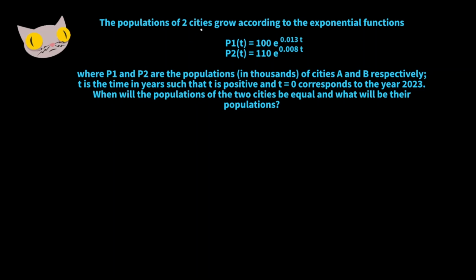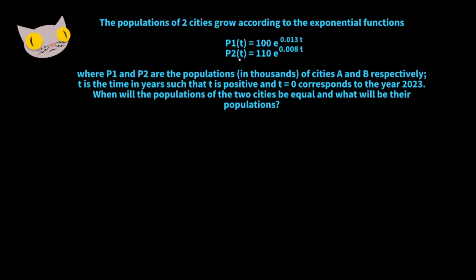Next, let's solve a problem having to do with population growth. So say we have two cities, the population of which grow according to these two exponential functions, where P1 and P2 are the populations in thousands of cities A and B respectively. T is the time in years, and it's a positive number. And when T is 0, that corresponds to the year 2023. When will the populations of the two cities be equal, and what will be their populations?